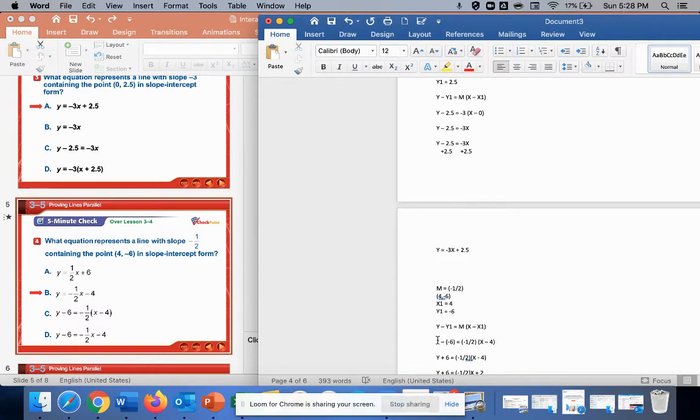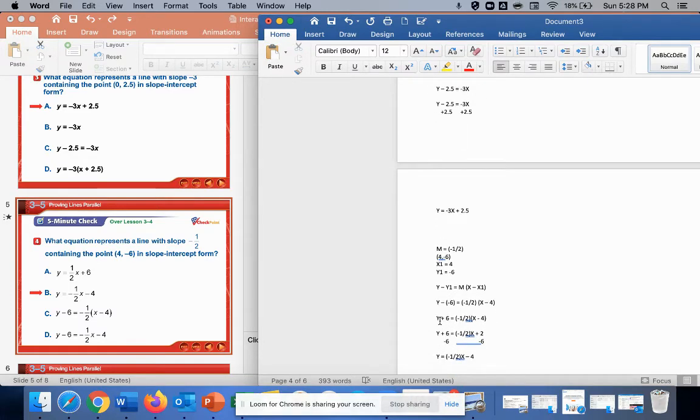And we end up getting y minus -6, which becomes y plus 6, equals negative 1/2 times x minus 4. That's going to come out to multiplying negative 1/2 times negative 4, and you're going to get positive 2, and negative 1/2 times x. So you're eventually going to get y plus 6 equals negative 1/2 x plus 2. Subtract 6 from both sides, and y equals negative 1/2 x minus 4.